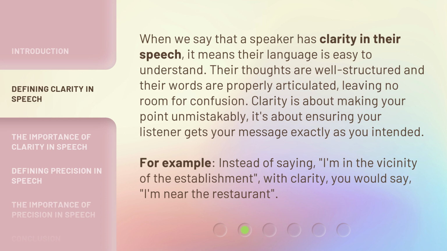For example, instead of saying, "I'm in the vicinity of the establishment," with clarity, you would say, "I'm near the restaurant."